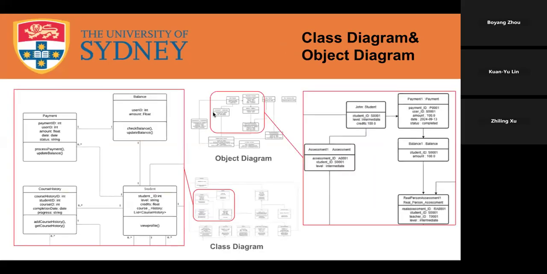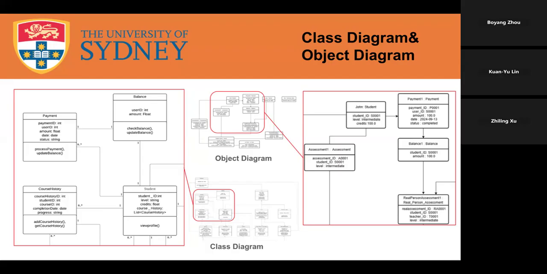Next, I'm going to introduce the class and object diagram of our AI language learning system. In the class diagram, we can see core components such as student, teacher, AI tutor, course, and assessment system. Each class has attributes and methods, like the student class with ID, level, and balance. In the payment system, students recharge for assessment and their balance updates accordingly.